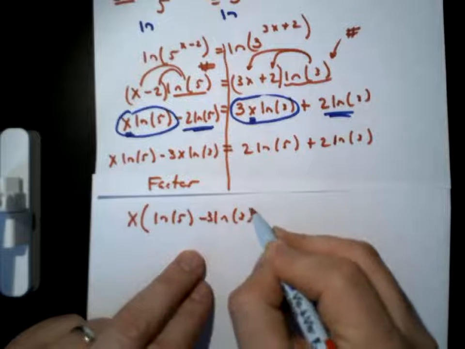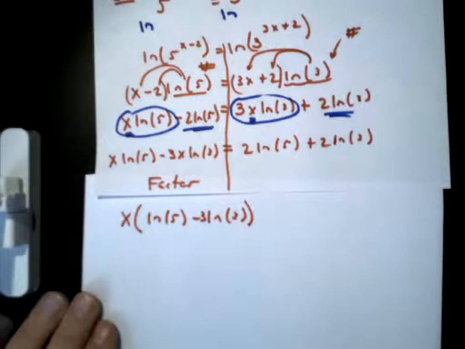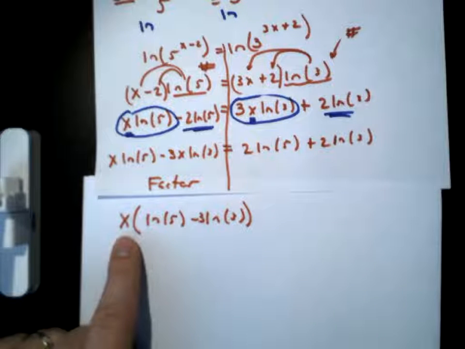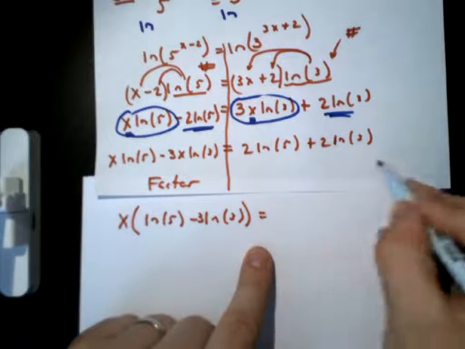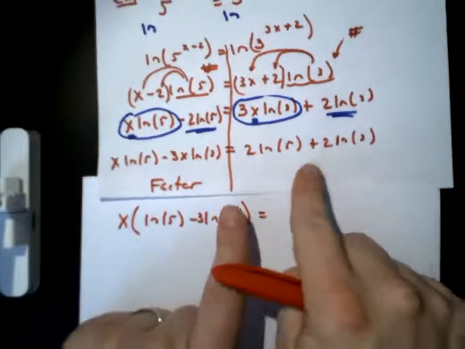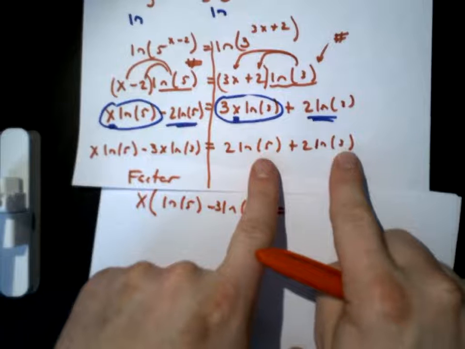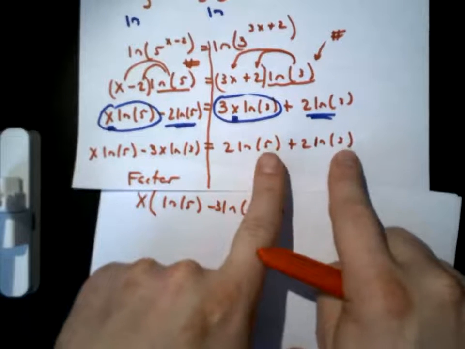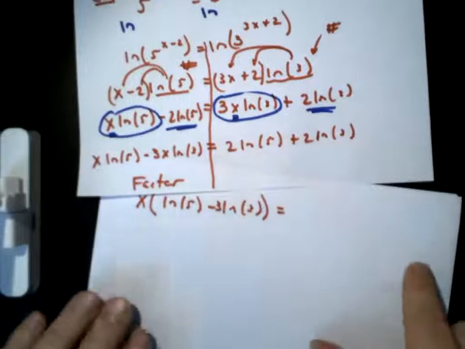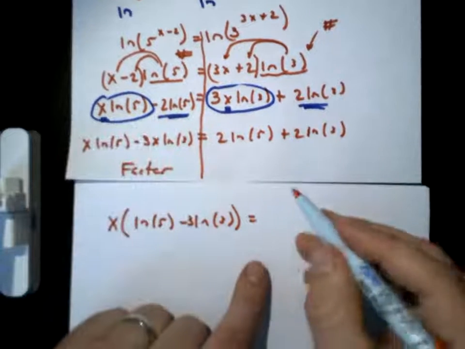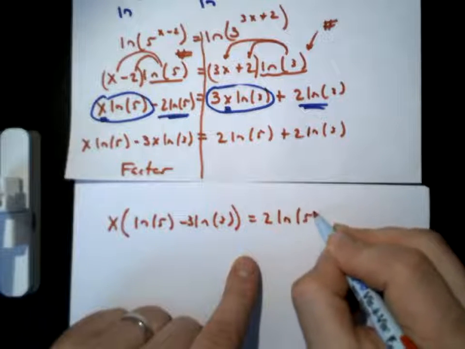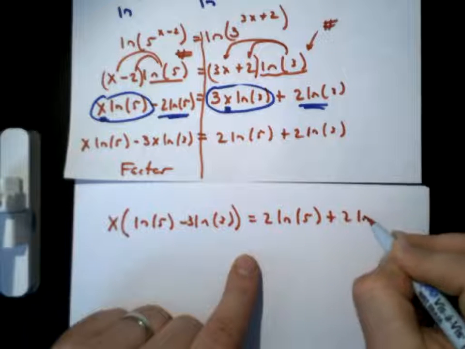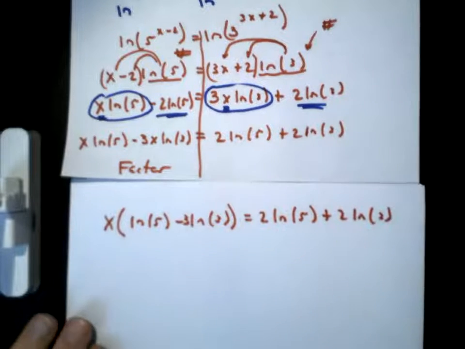Oh, make sure that 3 is in there. Okay, we factor out an x. Why do you want to factor it out? Because we want to solve for it. On this side, no, by the way, you cannot combine these, because they have to be the same number. So here we go. This is going to be 2 ln of 5 plus 2 ln of 3.